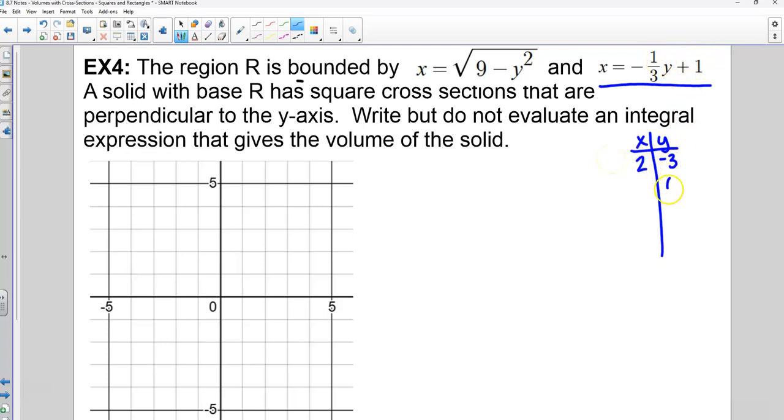I'm going to plug in a 0. That'll just give me 1 for my x coordinate. I'm going to plug in a +3. That'll be -1 plus 1, which will give me 0.